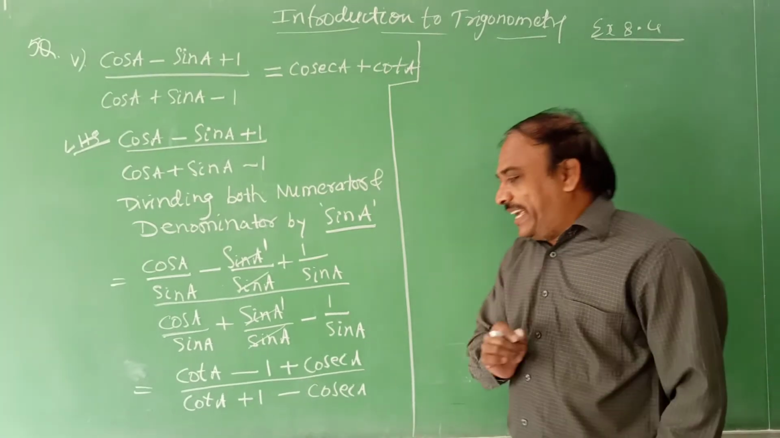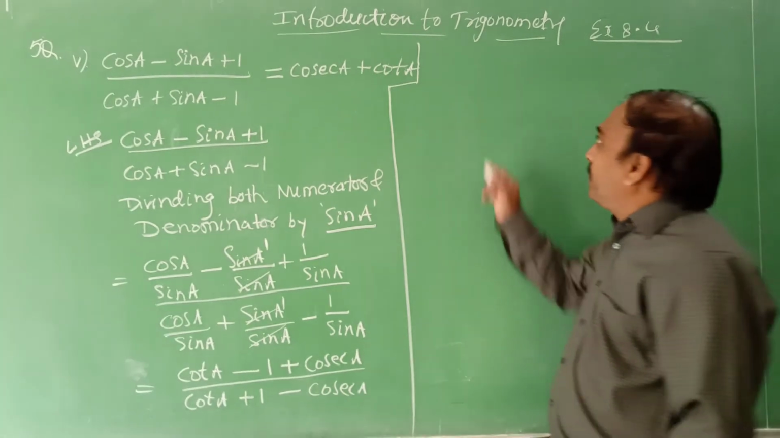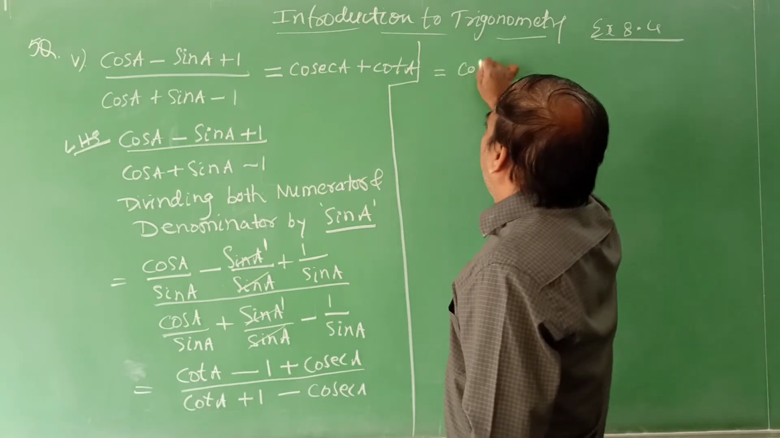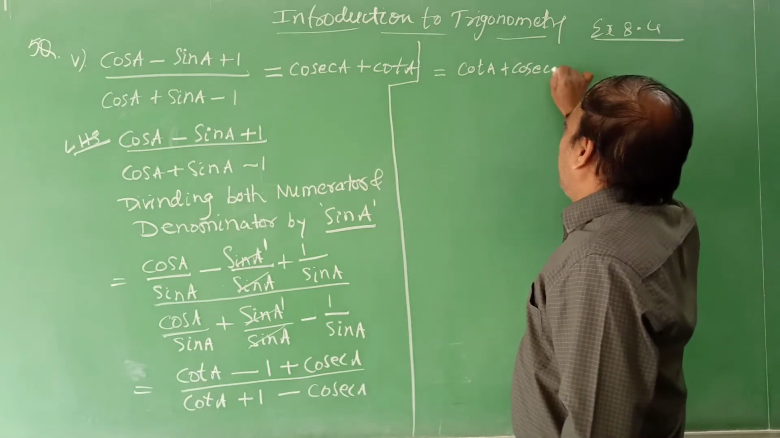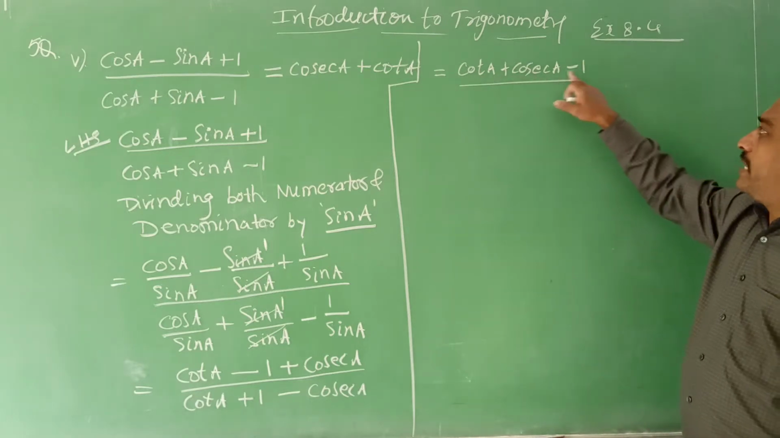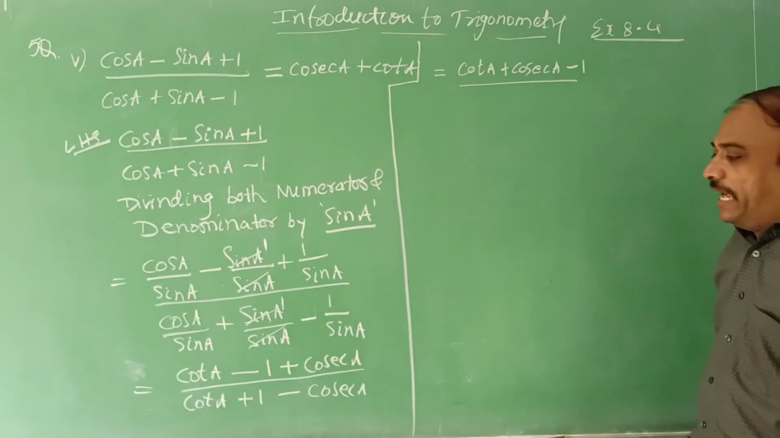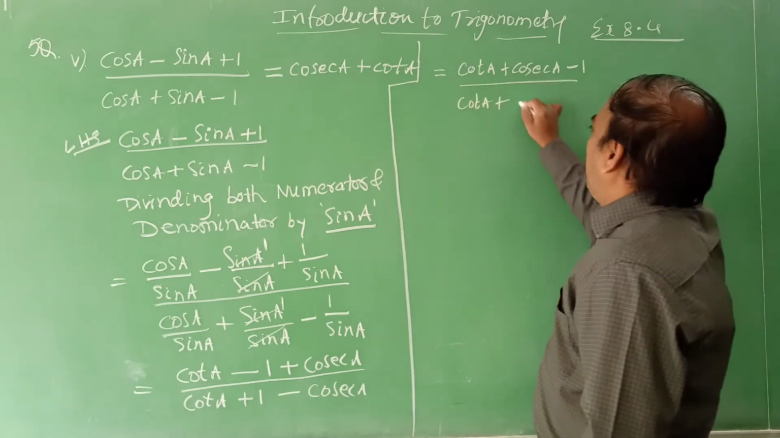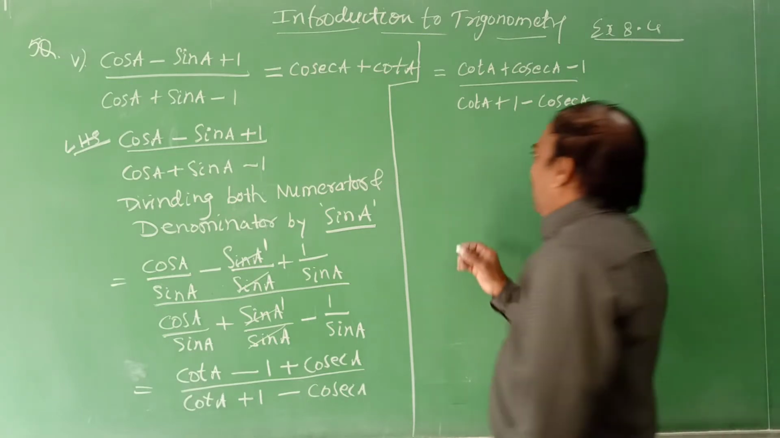Now we have one identity. I am just rearranging the terms of the numerator: cot A plus cosecant A minus 1, by cot A plus 1 minus cosecant A. I shifted the minus 1 to the end. Now we know the identity.